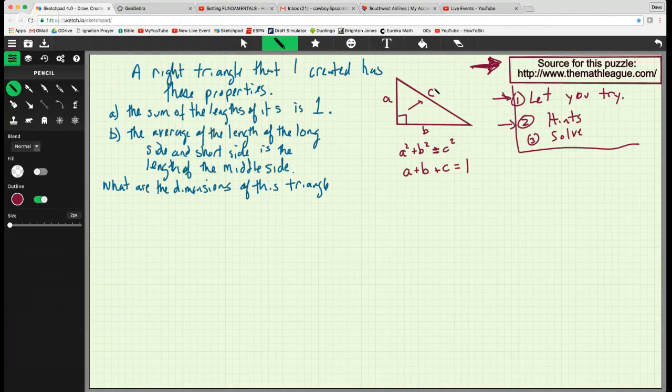And then, from part B, the average length of the long and short side. So what is the long side? Well, C is the long side, and we'll call A the short side, right? The long side has to be the hypotenuse. So (C plus A) over 2 is the average. This is average length, a 6th grade standard. The average of two things is adding those two things together and dividing by 2, and that equals the length of the middle side.